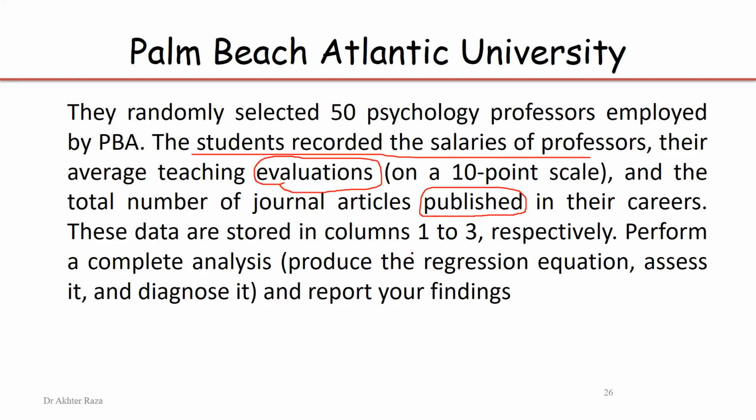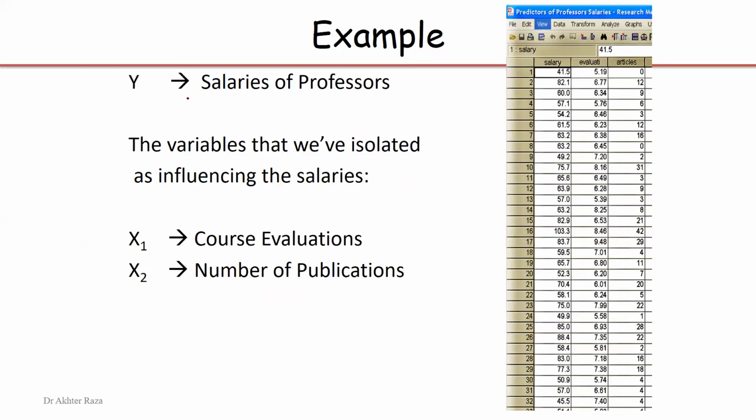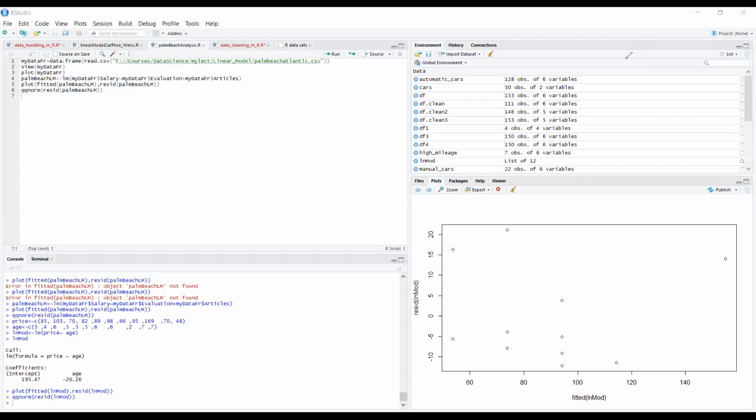So these three variables, salaries, publication and evaluation, this data set is defined here. Salaries of professors, course evaluation, number of publications. You can see the data here, 50 observations. I have provided this data set to you in the form of a CSV file. So I am going to demonstrate this in R for some time.